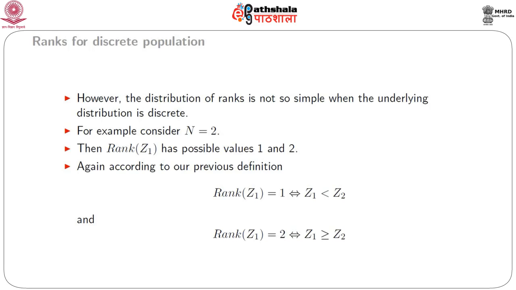However, the above discussion and derivation is valid only when the underlying distribution is continuous. If we have some discrete population, then the ranks defined as earlier give some misleading results. In fact, the distribution of ranks is not so simple when the underlying distribution is discrete. For example, consider n as 2. Then rank of Z1 has possible values 1 and 2. According to our previous definition, rank of Z1 equal to 1 implies and is implied by Z1 less than Z2, and rank of Z1 equal to 2 implies and is implied by Z1 greater than or equal to Z2.